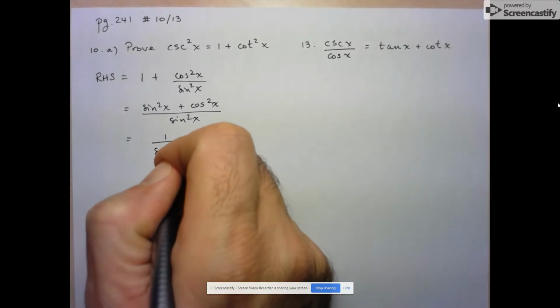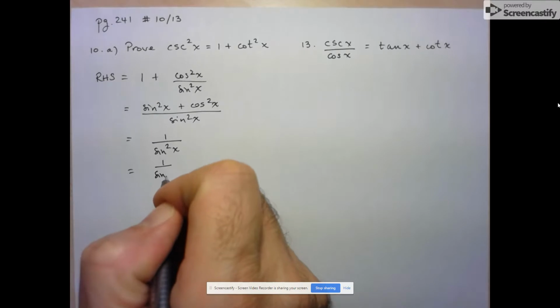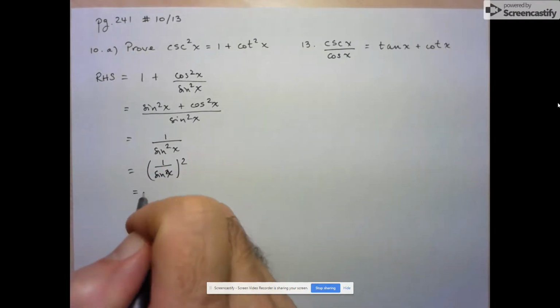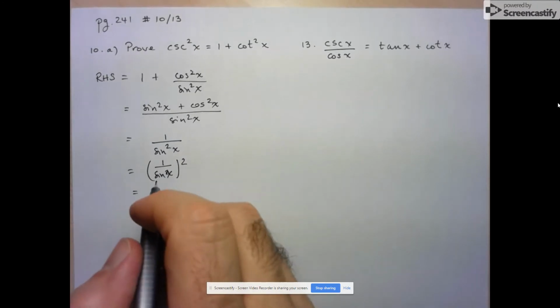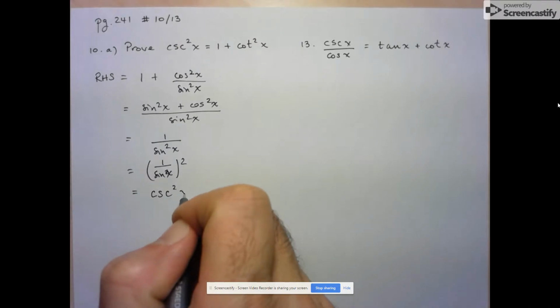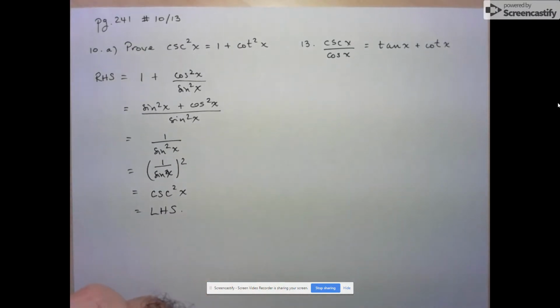All right. And of course here, if you want, you can think of this as 1 over sine x all squared. And of course, 1 over sine x is just equal to cosecant x. So this can be written as cosecant squared x, which is exactly equal to my left-hand side. Okay, so we've proved that identity.